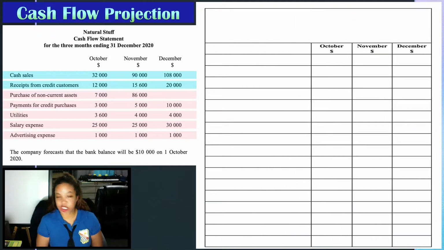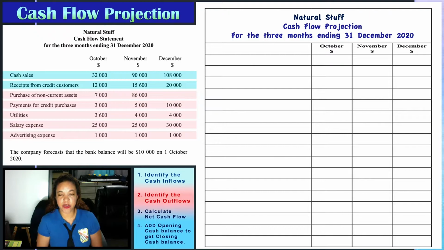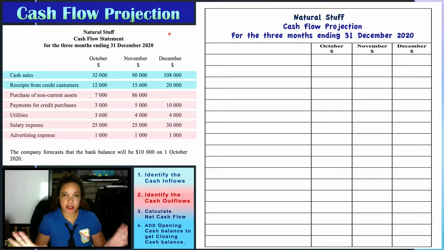So we're going straight into doing it now. Cash flow projection for the 3 months ending 31st December 2020. We put that heading because this is how they put it here. Budgets and projections are basically internal documents, so we're not as strict in terms of formats. You don't have to worry too much about things like that.